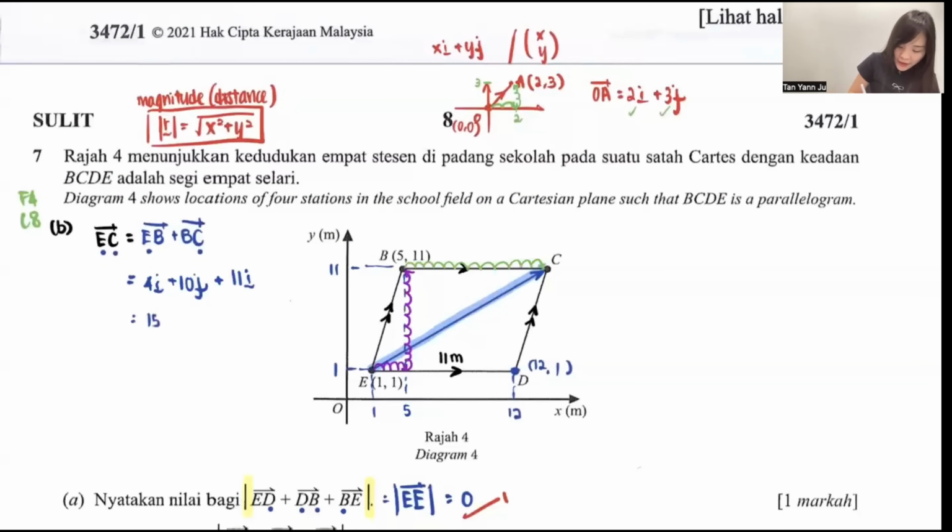Now combine them together. The answer is 15i plus 10j. That means overall, I walk 15 right, walk up 10 steps, and then I will reach C. This is the answer for part B, worth 2 marks: this working 1 mark, this working 1 mark. Next, let's move on to part C.